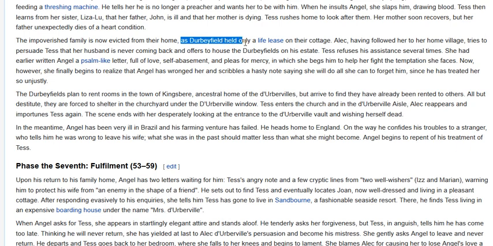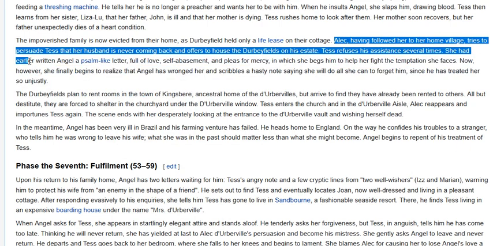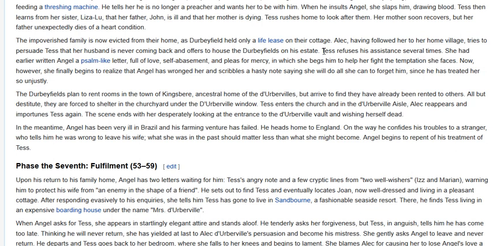As Durbeyfield held only a life lease on their cottage, Alec, having followed her to her home village, tries to persuade Tess that her husband is never coming back and offers to house the d'Urbervilles on his estate. So Alec has taken an opportunity, as he is an opportunist, so he uses it wisely.